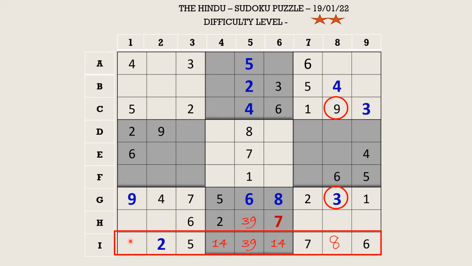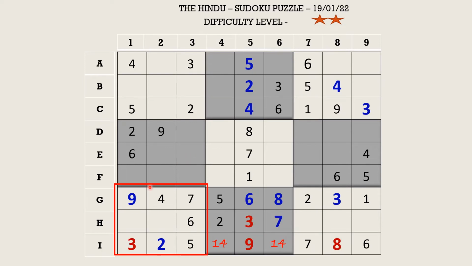I1 is blocked by 9 here. So I1 takes 3 and I5 takes 9. That cancels out the 9 here in H5 and H5 becomes 3. In the 7th block there are only 2 missing numbers, 1 and 8. There are no other clues, so let's take it as the 1, 8 pair.